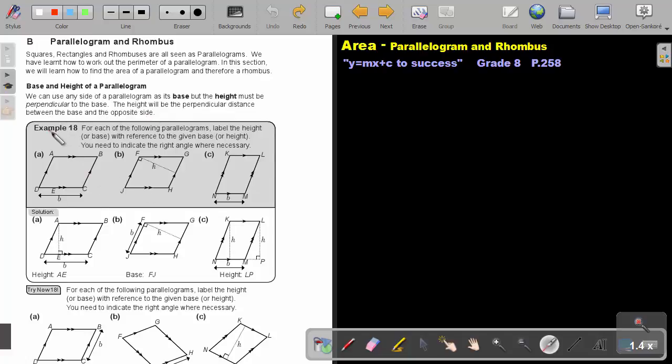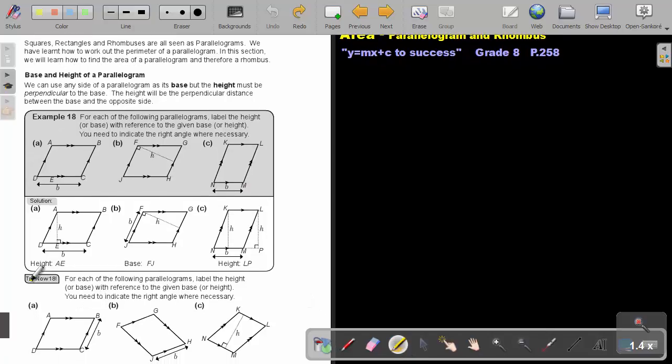Let's show you an example. Example 18. For each of the following parallelograms, label the height or base with reference to the given base or height. You need to indicate the right angle where necessary. Okay, this is the base. If this is the base, then the distance perpendicular between these two sides will be the height. So there is the height. If this is the height, then because it's perpendicular to this side, this will be the base. And this one is the base, so the height will be the perpendicular between these two sides, KL and NM.